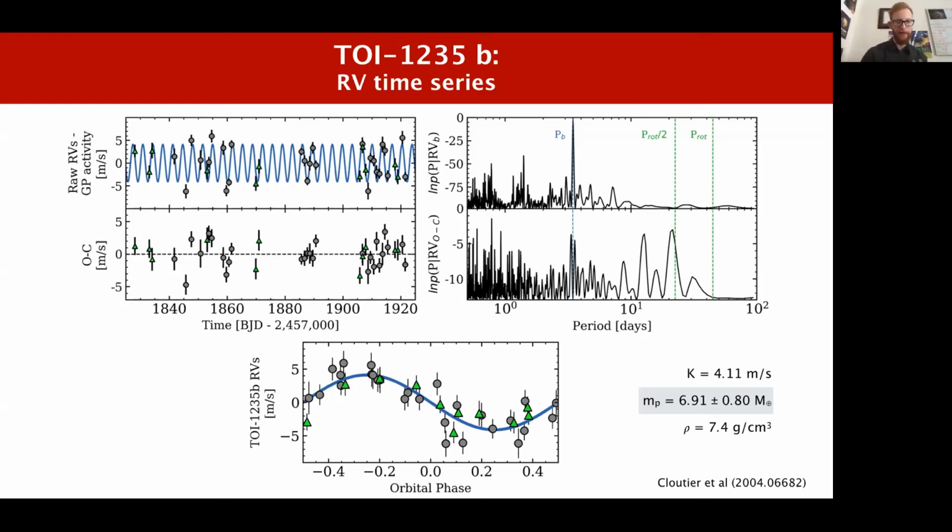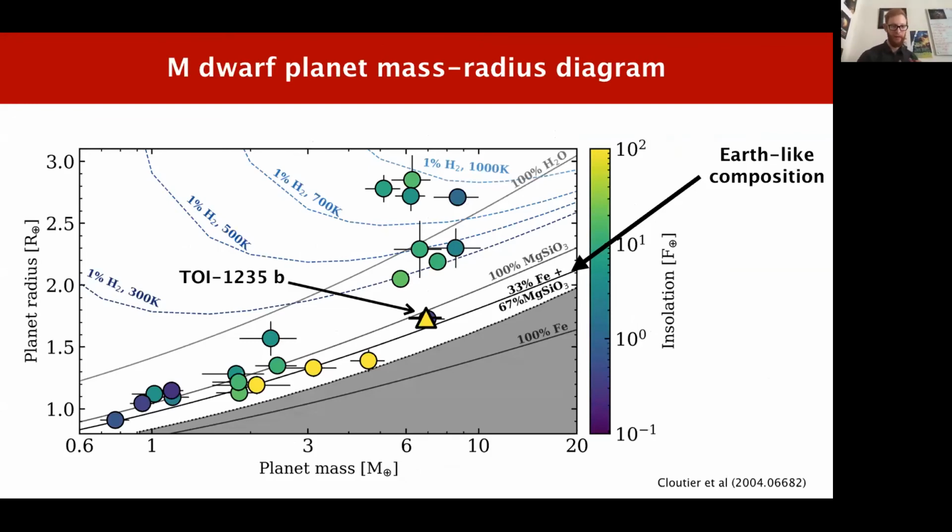And so now that we have the planet's mass and its radius, we can add TOI 1235b to the mass radius diagram of M-dwarf planets that have precisely measured masses. And so you can see that 1235b, it's this triangle here, it sits very close to this Earth-like compositional curve. So a planet with a 33% iron core mass fraction, plus a 67% rocky silicate mantle, and basically no atmosphere. And you can see that 1235b also sits basically right on top of this second marker right behind it, and that's LHS 1140b.